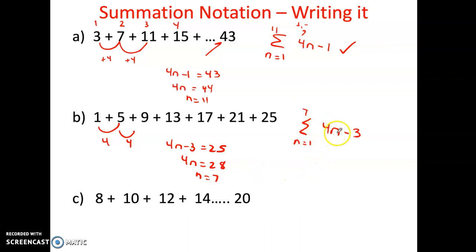7 times 4 is 28, minus 3 is 25. It works. Last one. This time we're adding 2 each time.